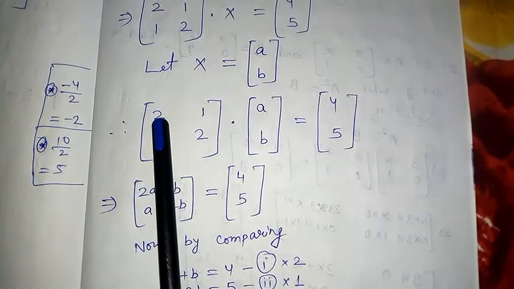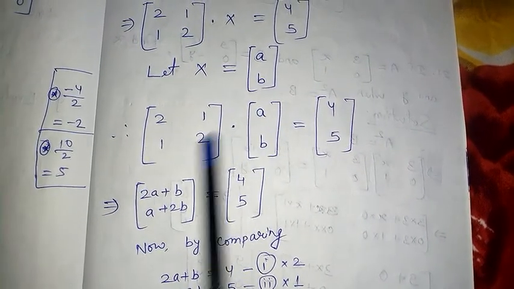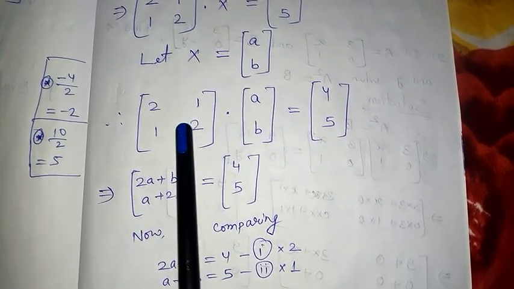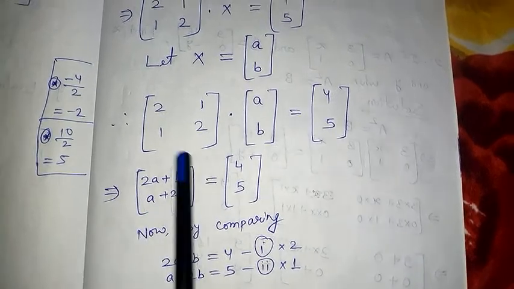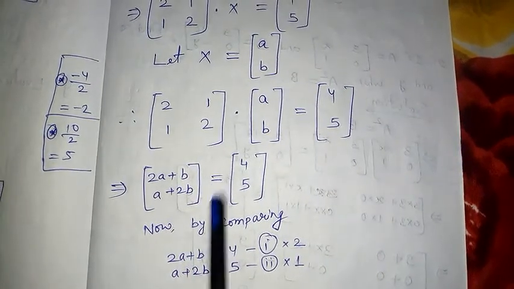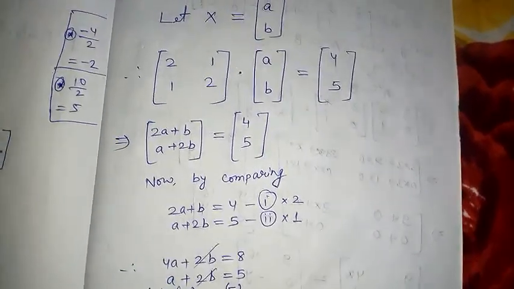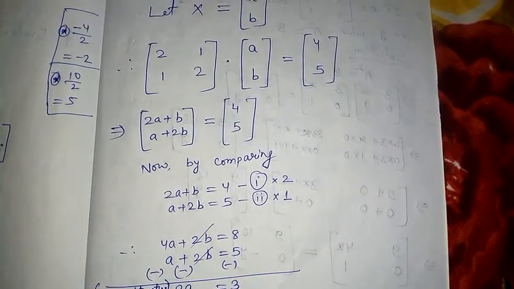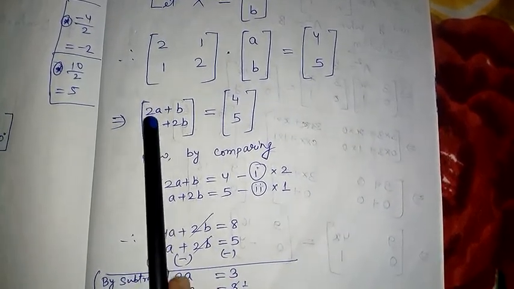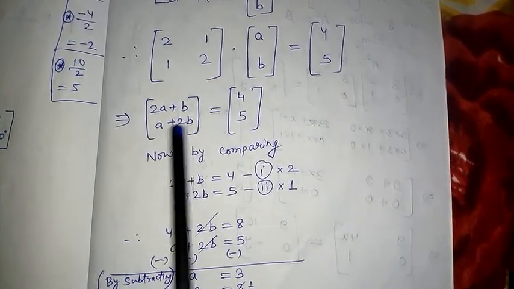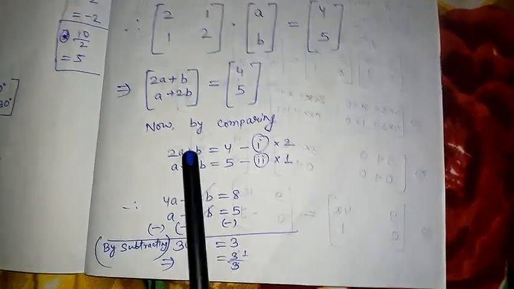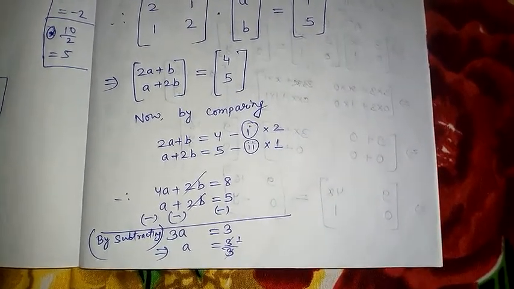Now it's time to multiply. 2 into A, 2A, plus 1 into B, B. 1 into A plus 2 into B is 2B. That means this is 2 rows 1 column. That means both are multiplied and this value we got is equal to [4 5]. Now very important, by comparing. Comparing means the left hand side should be compared with the right hand side. So 2A plus B equal to 4, A plus 2B equal to 5. Equation 1 and 2.